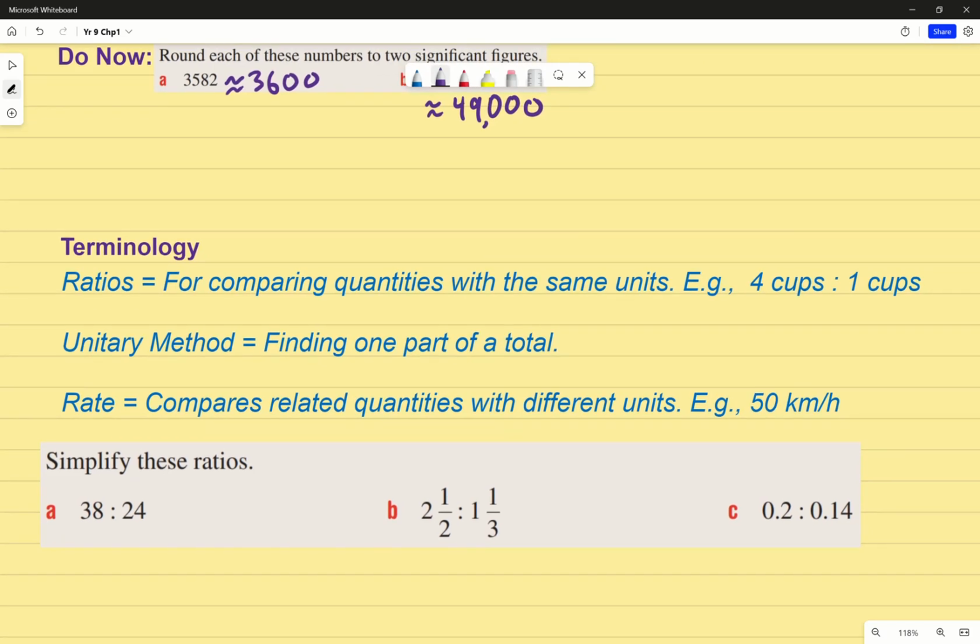There are 3 definitions I need you to write down. And again, if you can write it in shorter form, please do so. The 3 terms are ratios, unitary method, and rate. Copying down these terms and their definitions. You probably already know some of these words, but we're just going to define the difference between them.